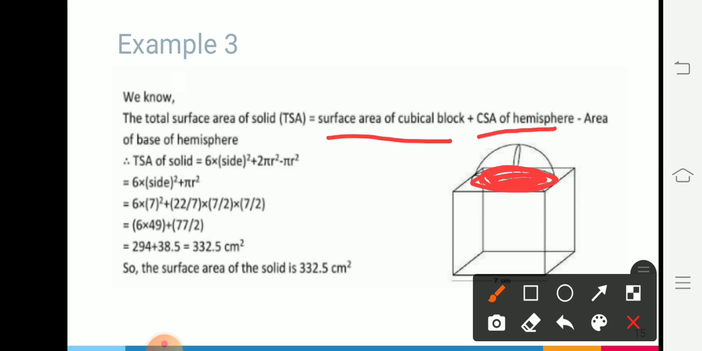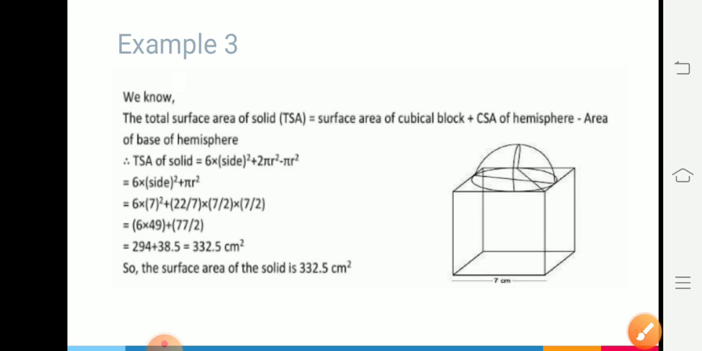So this is going to be the area of the base of the hemisphere, which is going to be a circle. So area of the circle is pi r square. So we subtract pi r square from the sum of the surface area of the cubical block plus the surface area of the hemisphere. So use this formula, substitute the values, you'll be able to get the surface area of the solid, which is 332.5 centimeters square.